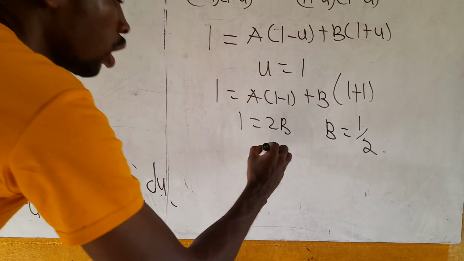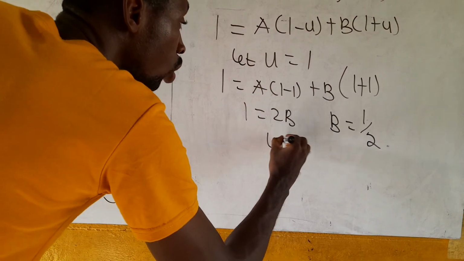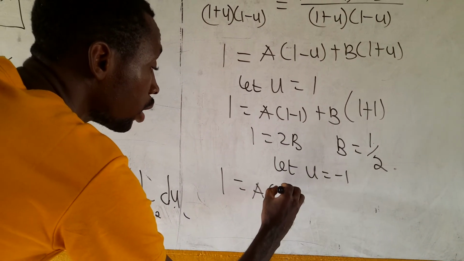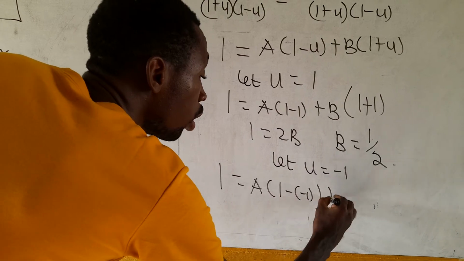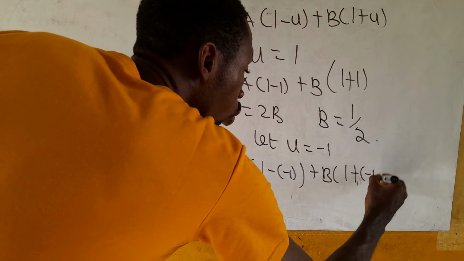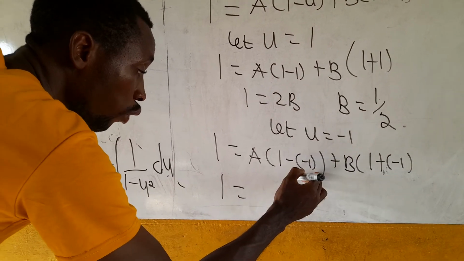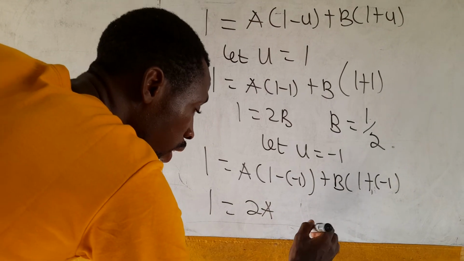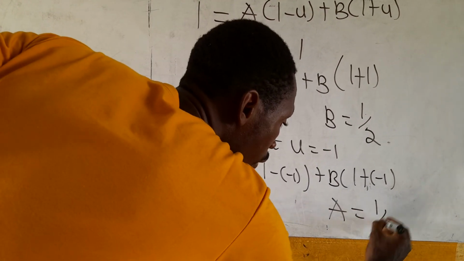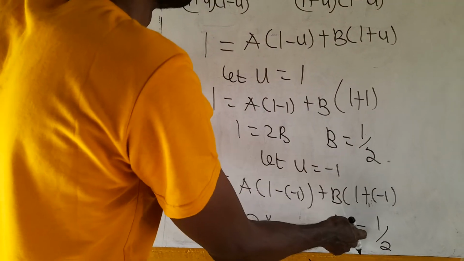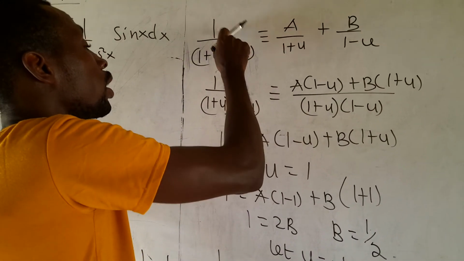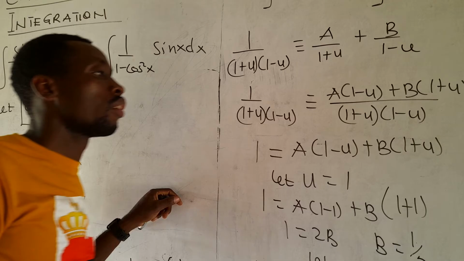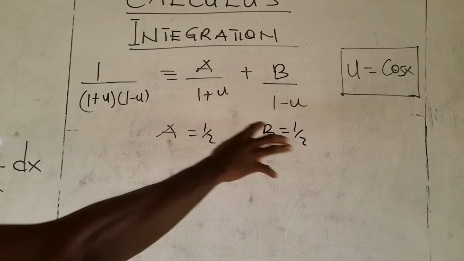So when we let u be equal to negative 1, we substitute here. So we get 1 equal to A bracket 1 minus negative 1 plus B bracket 1 plus negative 1. So 1 minus negative 1 will be 2, times A will be 2A. 1 plus negative 1 will be 0, times B will be 0. So our A is also half. So our A is half, our B is half. We substitute here to get the partial fraction decomposition of this function.